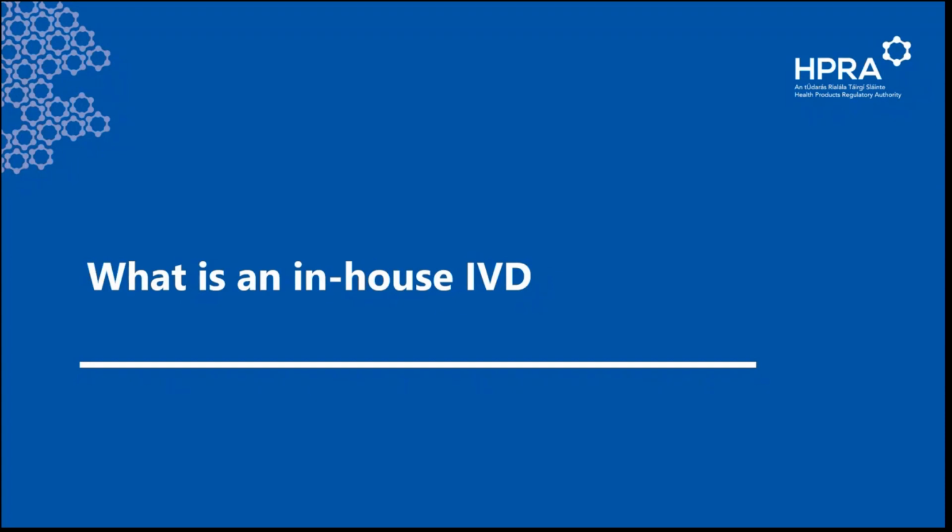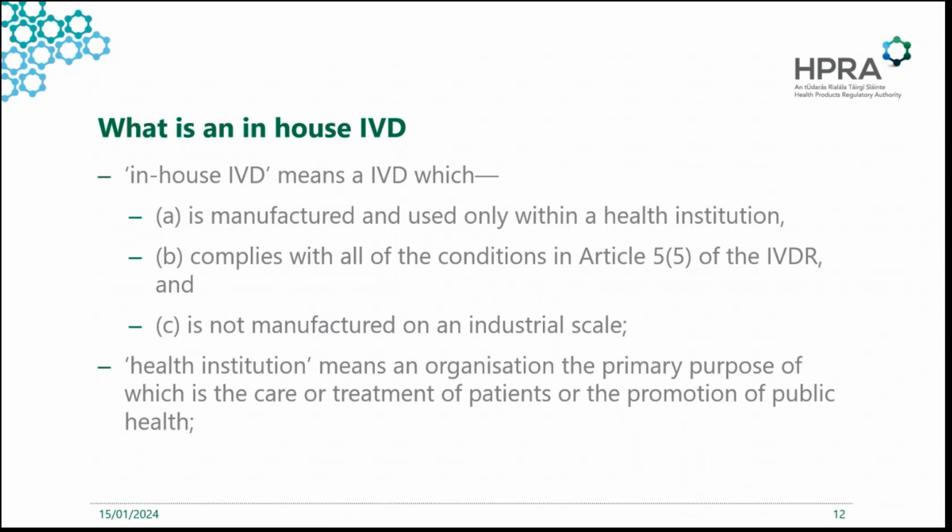So I'm going to talk now about what is an in-house IVD and then a little bit about how you go about making in-house IVDs and what are the different ways you can make an in-house IVD. So an in-house IVD is defined as an IVD, when we've talked about the definition a little bit, that is manufactured and used only within a health institution that complies with all of the conditions of Article 5.5 of the IVDR, and we'll talk through those conditions in the next section, and is not manufactured on an industrial scale.